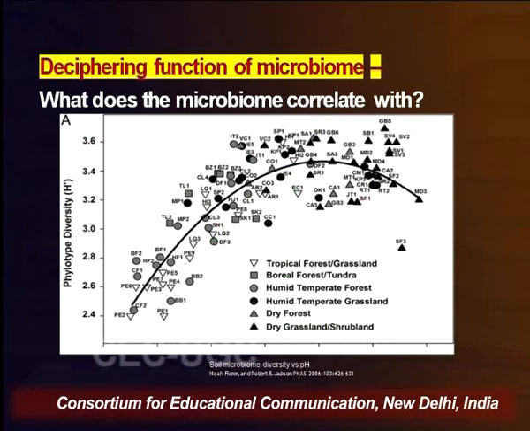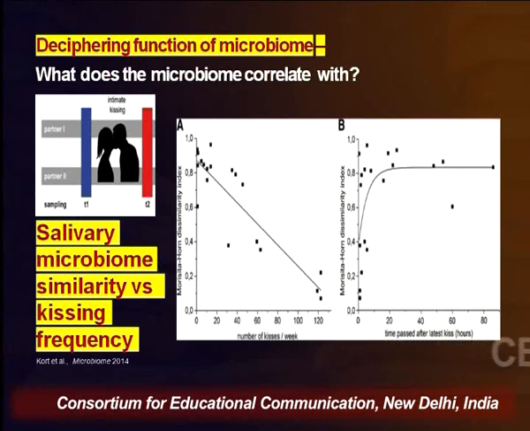Similarly, in an ecosystem, in a forest ecosystem, maybe we could relate with several parameters like pH. The phylotypes and soil pH have been linked in other studies. Similarly, we could use this to correlate. This was an interesting study where kissing frequency was linked to the salivary microbiome, and it was observed that after up to 5-6 hours, the microbiome in the saliva stabilizes itself, and it is linked to the kissing frequency.